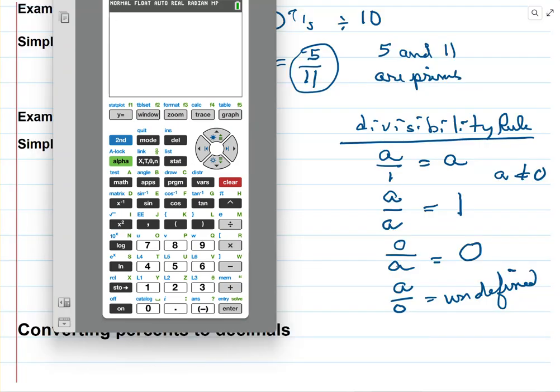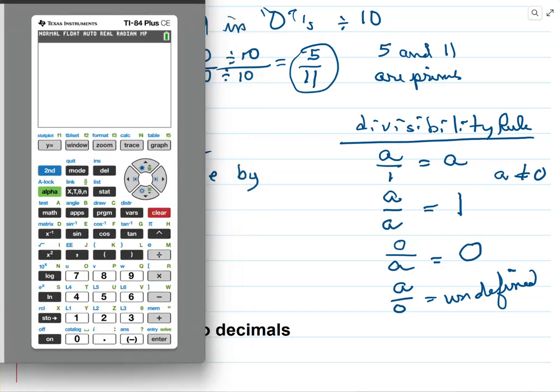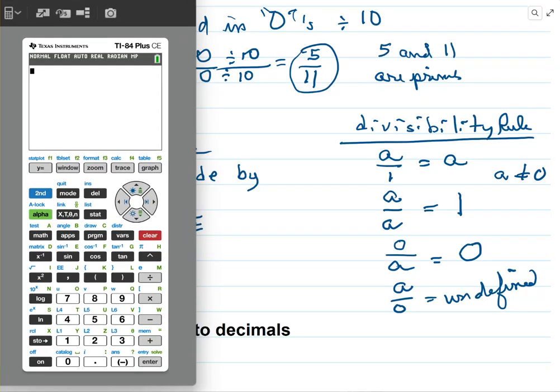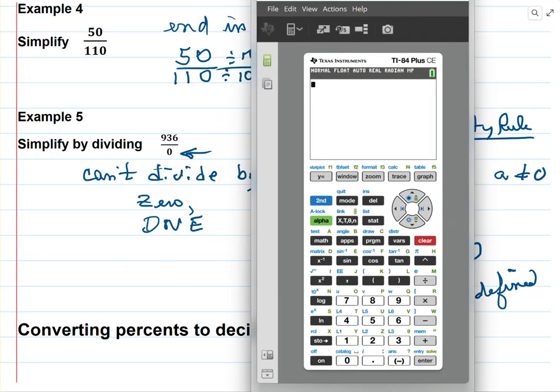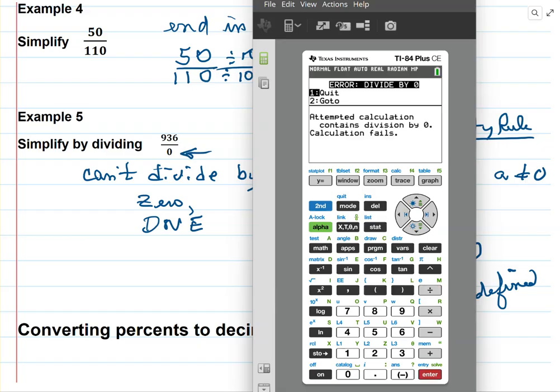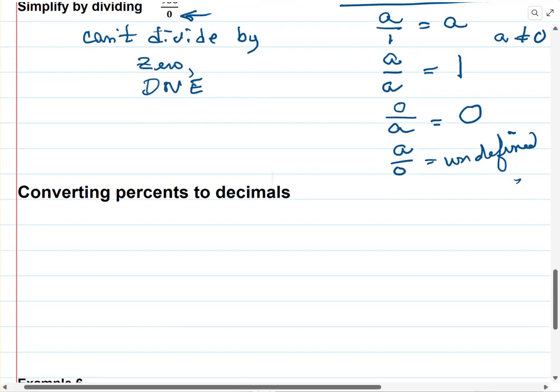I push it over here. Sorry. And we had, let me put on the other side. I'm covering my numbers. There it is. 936 divided by 0, and it'll say error. See how it says error? And it can't be done. So then you know it's undefined. If you can't use your calculator, double verify to make sure you understand.